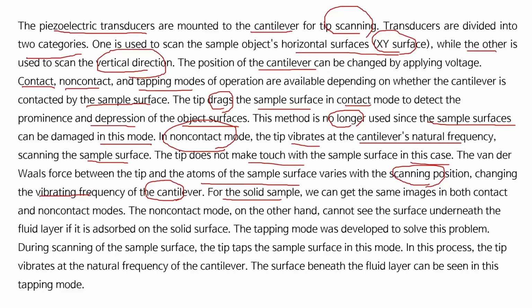For a solid sample, we can get the same images in both contact and non-contact modes. The non-contact mode, on the other hand, cannot see the surface underneath the fluid layer if it is observed on the solid surface. The tapping mode was developed to solve this problem. During scanning of the sample surface, the tip taps the sample surface in this mode. In this process, the tip vibrates at the natural frequency of the cantilever. The surface beneath the fluid layer can be seen in this tapping mode.